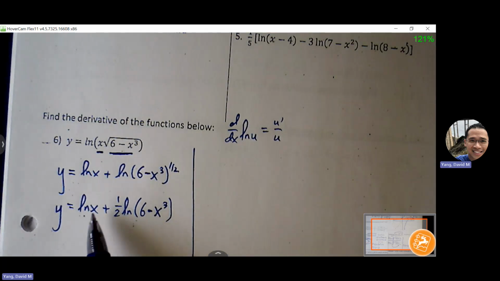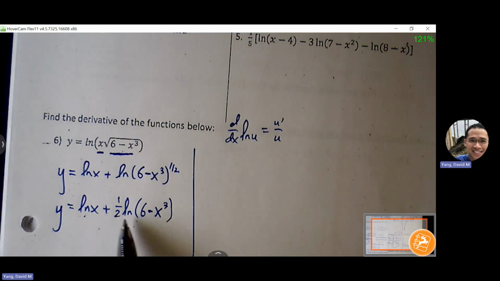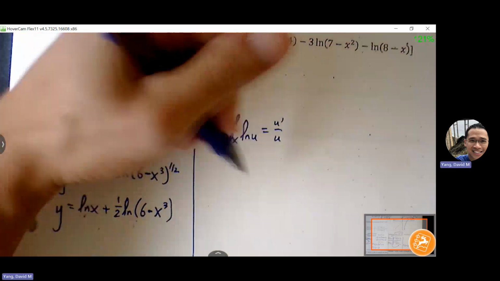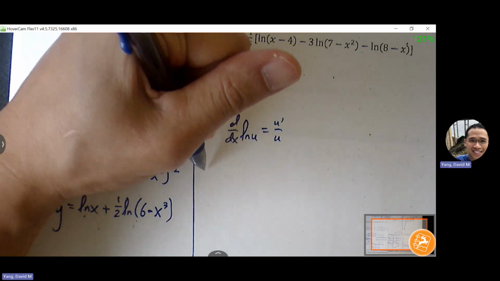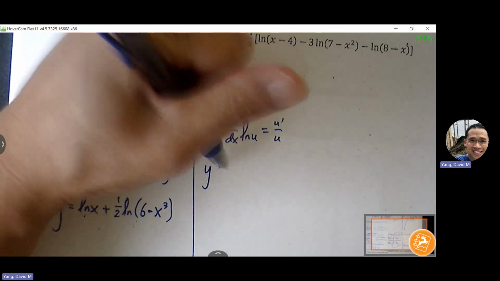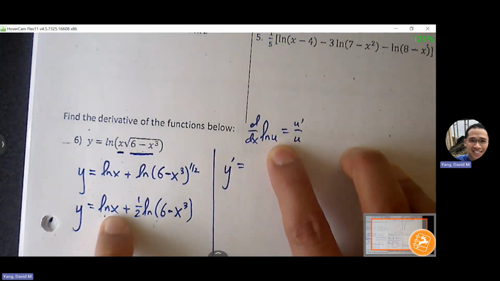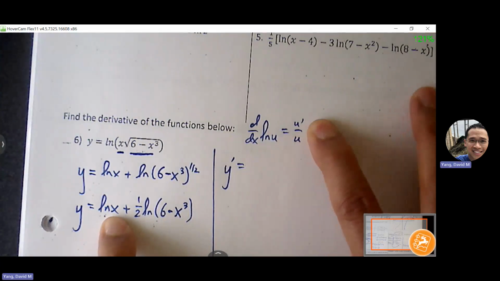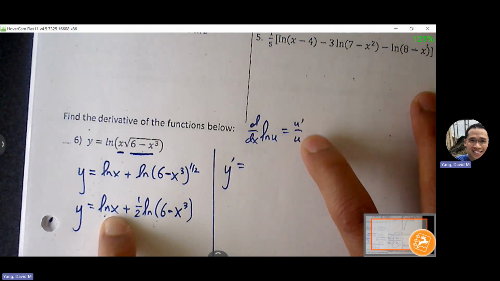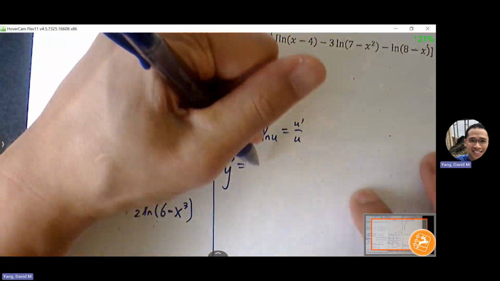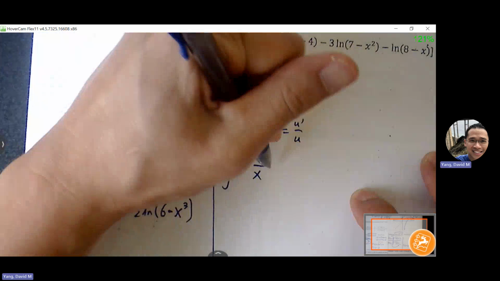So these are completely separate problems. We can treat them like individual, independent problems because there's nothing attached except for a plus or minus sign between them. And there's no parentheses connecting them together. They're not divided by one another. Okay, so y prime equals. So let's apply u prime over u. In this case, my u value is x. So what's x's derivative? Yeah, 1 over x. That's my derivative for my first expression.